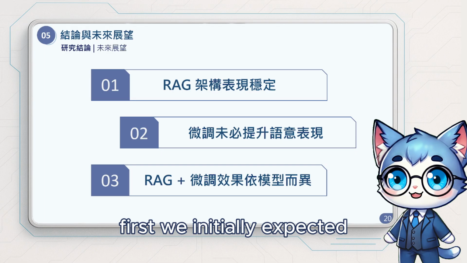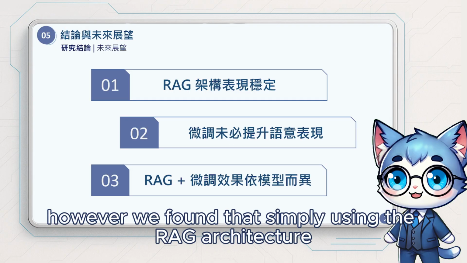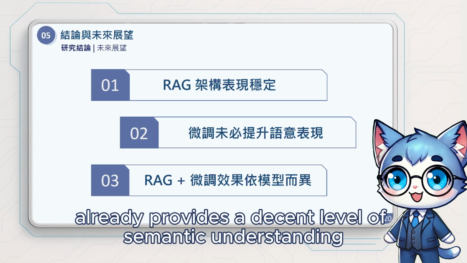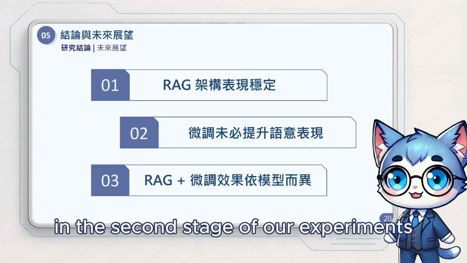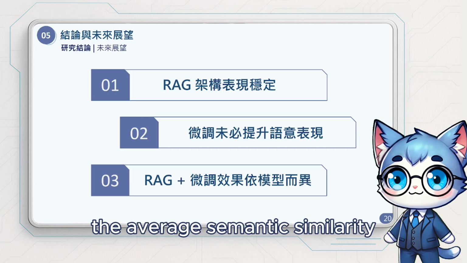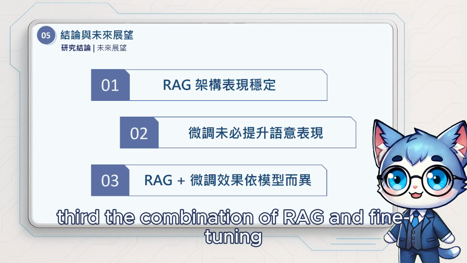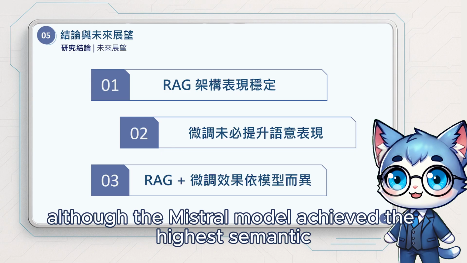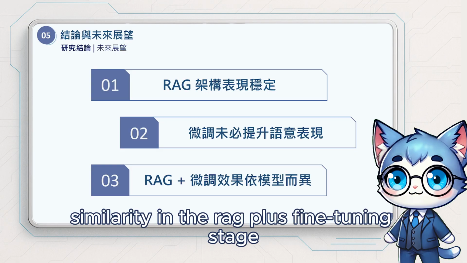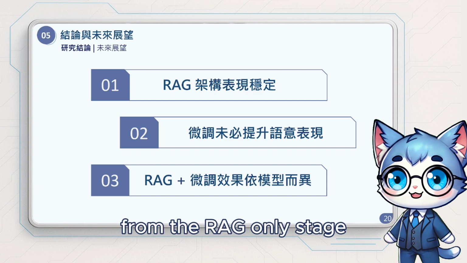First, we initially expected that the combination of RAG and fine-tuning would achieve the best semantic similarity performance. However, we found that simply using the RAG architecture already provides a decent level of semantic understanding. Second, fine-tuning does not necessarily improve semantic performance. In the second stage of our experiments, the average semantic similarity scores of the 4 models dropped by about 0.04 to 0.05. Third, the combination of RAG and fine-tuning does not always produce a synergistic effect. Although the Mistral model achieved the highest semantic similarity in the RAG plus fine-tuning stage, it still did not outperform the TIDA model from the RAG-only stage.